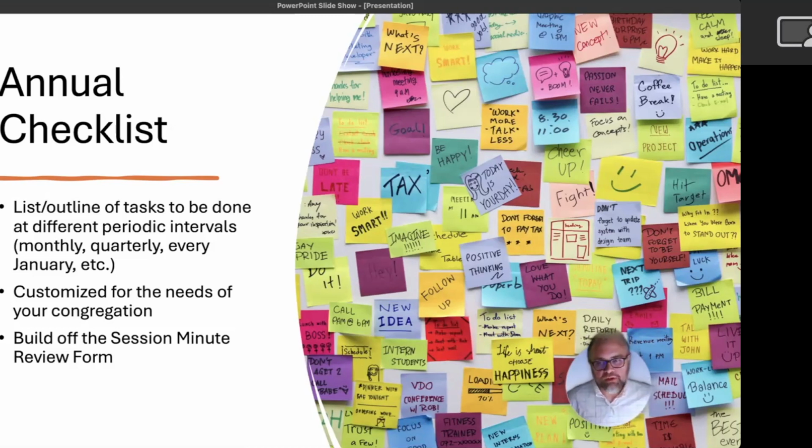A great way to build this, if you don't have one already, is to take the session minute review form that you're asked to fill out and make sure that you've got everything on there that's going to get done each year. Some things don't happen in every session every year, but build off of that review form so that you can make sure that stuff happens. Any questions on the annual checklist? This is related to the clerk's report. A lot of the stuff on your checklist is going to be in the clerk's report, but it's not all. But they're a little bit different too.